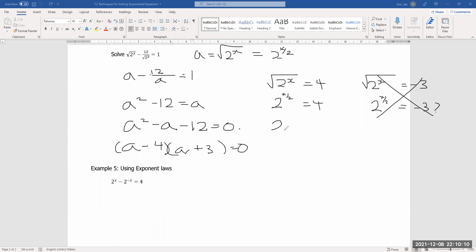And how about this? Let's use our skills from 2.1. 2 to the power of x over 2 is the same as 2 to the power of 2. That means x over 2 must equal 2. That means x has to equal 4. Yeah?